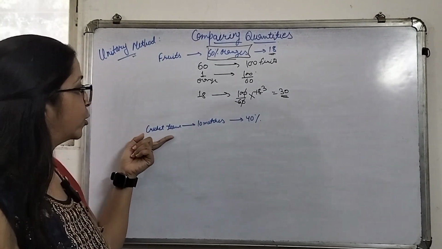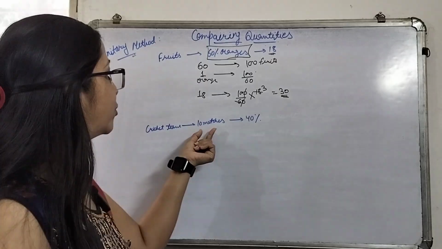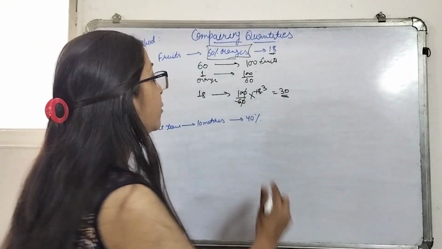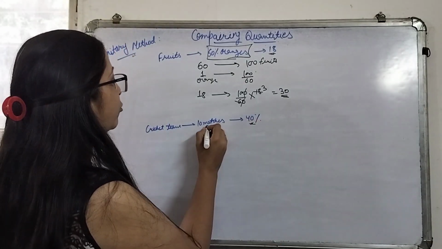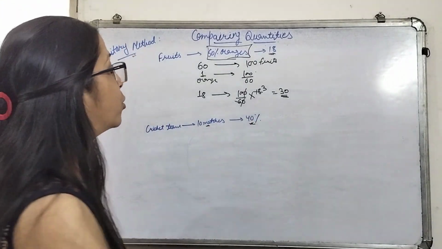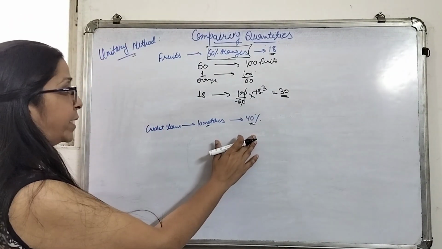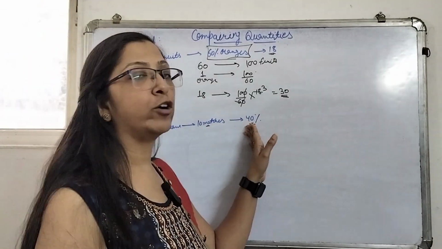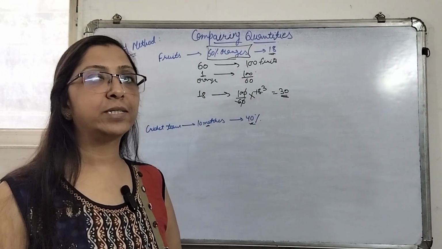Now let's see another question. There is a cricket team of the school. The cricket team has won 10 matches, and out of the total matches there were, they have won 40%, and this 40% is equivalent to 10 matches. So how many total matches have they played? If they have played 100 matches in total, they have won 40. And if they have won 10, how many matches have they played?